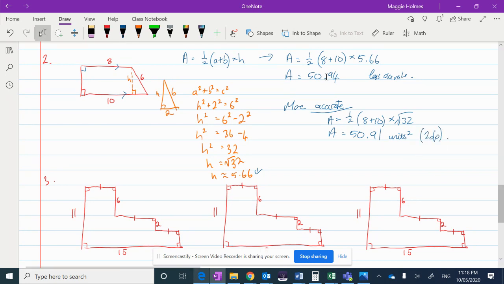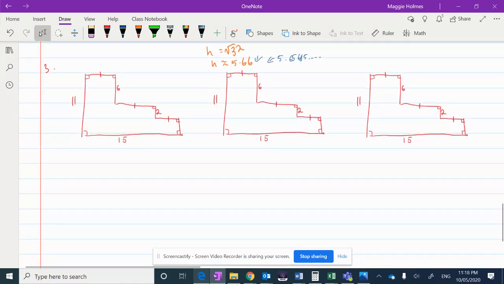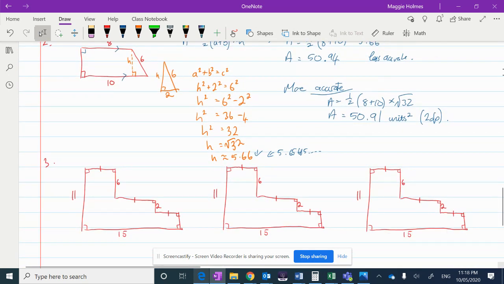Okay, see how we do have a difference there because of this rounding. This is actually 5.65685 such and such, more than that, which is why our answer, when we use that exact value, is a bit smaller. Okay, last one. The moral of that story was don't round until your final answer.